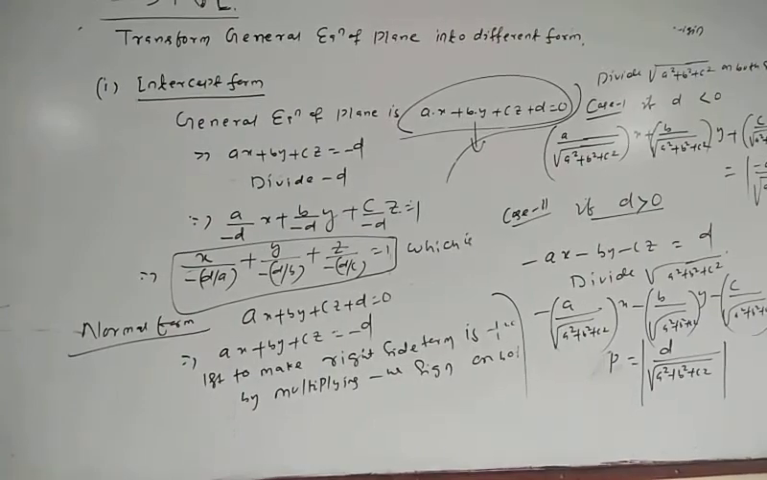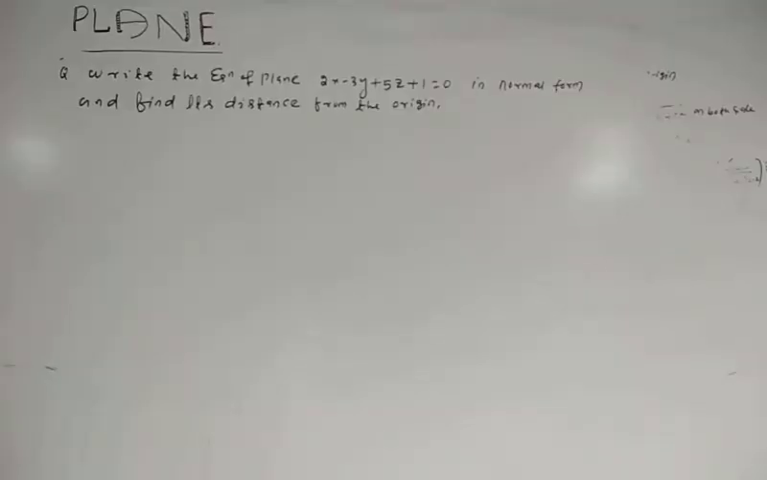Now we see one problem. Write the equation of the plane 2x minus 3y plus 5z plus 1 is equal to 0 in normal form and find its distance from origin. Okay, so first of all we convert into normal form, then we find its distance from origin.